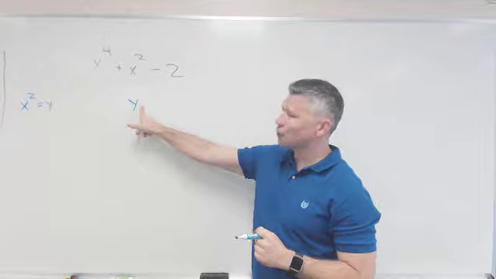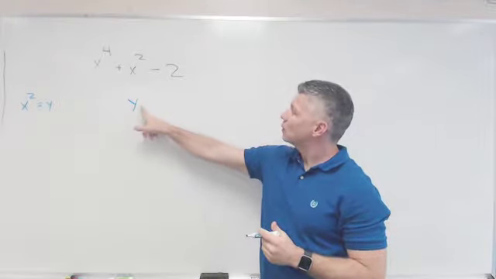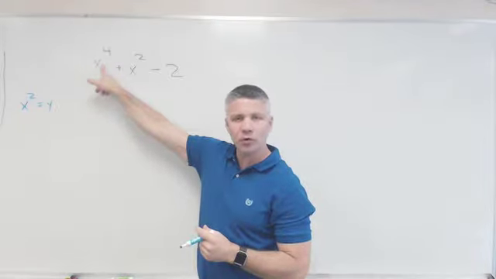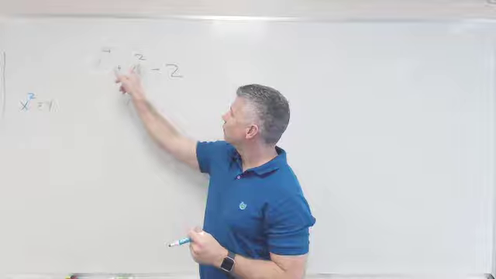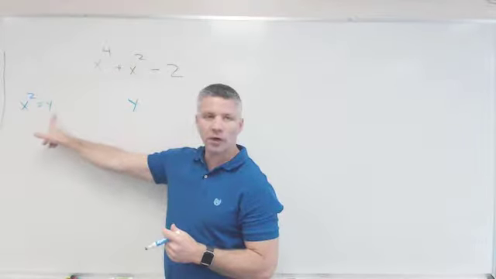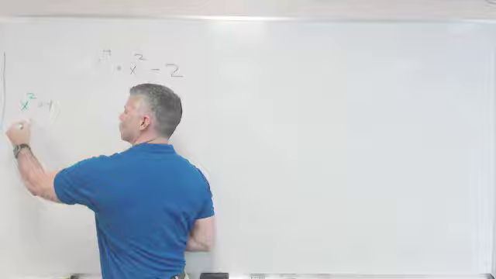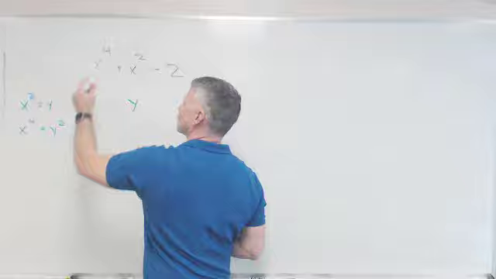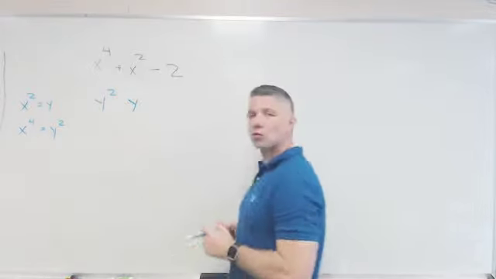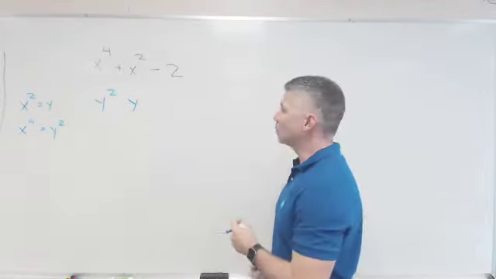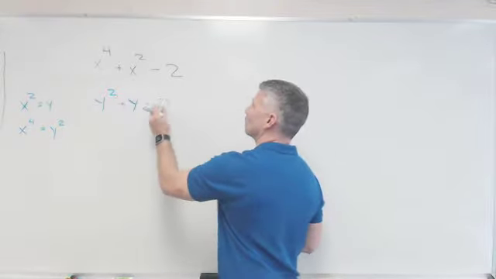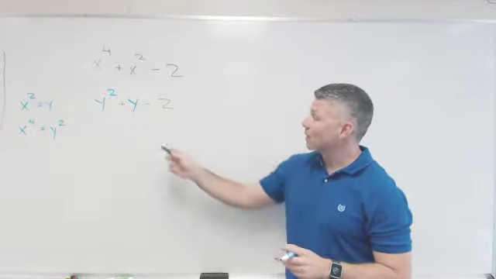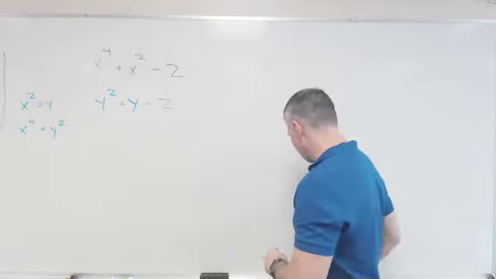Instead of saying x squared, I'm just going to change it to a y, and I can do that. So if x squared equals y, x to the 4th equals y squared. So I can change this to y squared. And if I copy the rest of the problem down, that looks very much like problems we've been doing earlier. And it is. So let's factor.